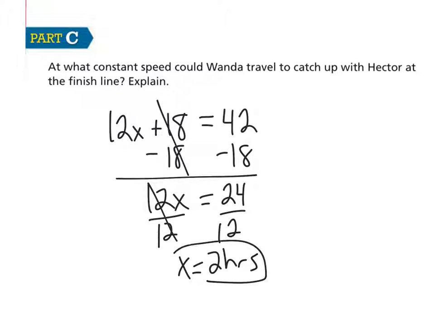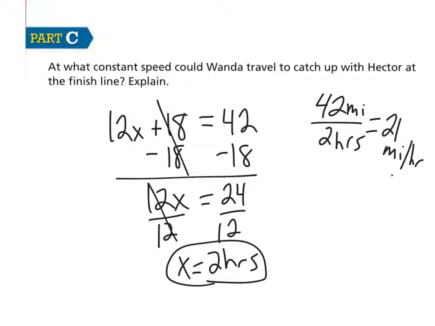So if we solve that, it would be 2 hours. 2 hours that Hector would take to finish the race. And so 42 miles divided by 2 hours, she would have to go 21 miles per hour. So pretty fast speed she would have to go in order to catch up with Hector. Not starting at the same time as him. Pretty big deficit there.